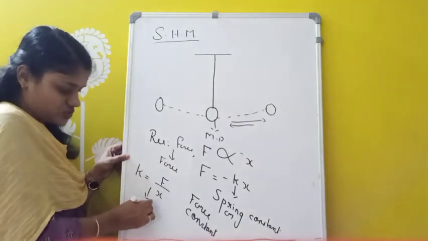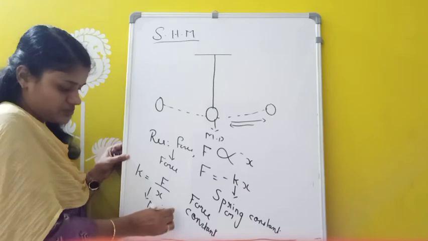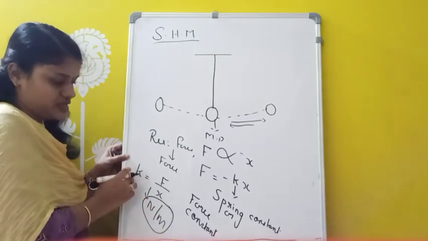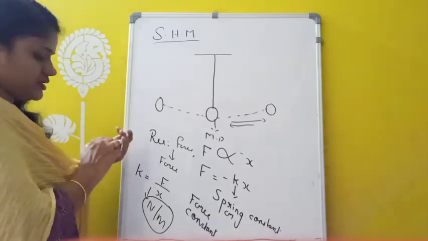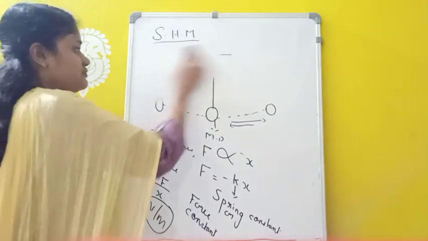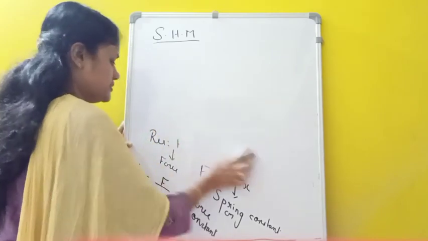And what is the unit? Unit of force is Newton. So Newton per meter. So Newton per meter is the unit of which one? Spring constant. Clear?